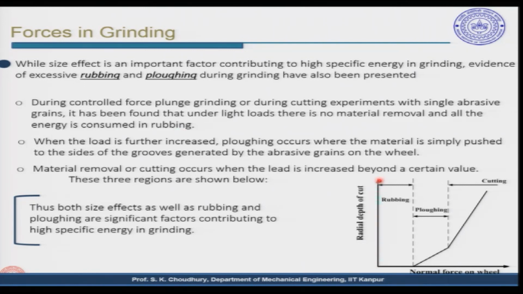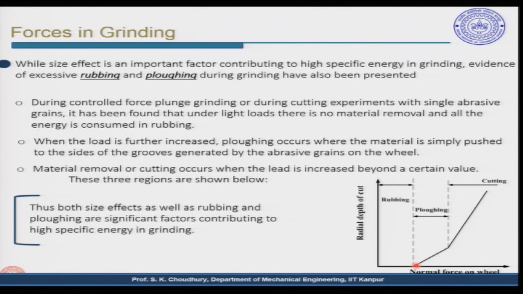If we draw the radial depth of cut on the y axis and the normal force on the wheel on the x axis, then we will see that at the lower load, when the normal force is still low, there is almost no material removal. The grinding wheel or the grains rub against the workpiece without removing the material. So this zone is termed the rubbing zone, and here the power consumption is very high because it is rubbing and no material removal takes place.